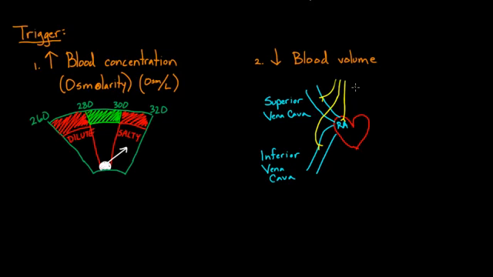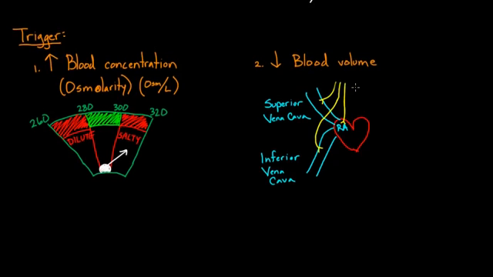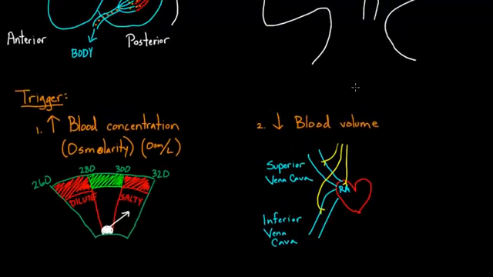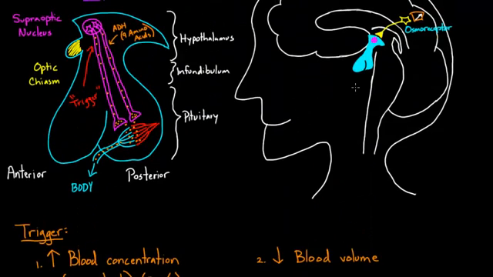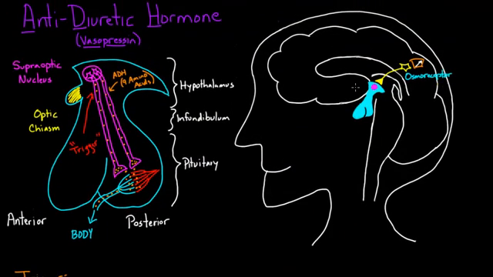are going to be less stretched. And they're going to say, well, why are we less stretched? And the answer is that there's actually less blood volume. So when they're less stretched, they're going to send a signal and say, hey, something's up. We have less blood volume, and I think the brain needs to know about that. So that's how a signal gets sent all the way up to the brain.